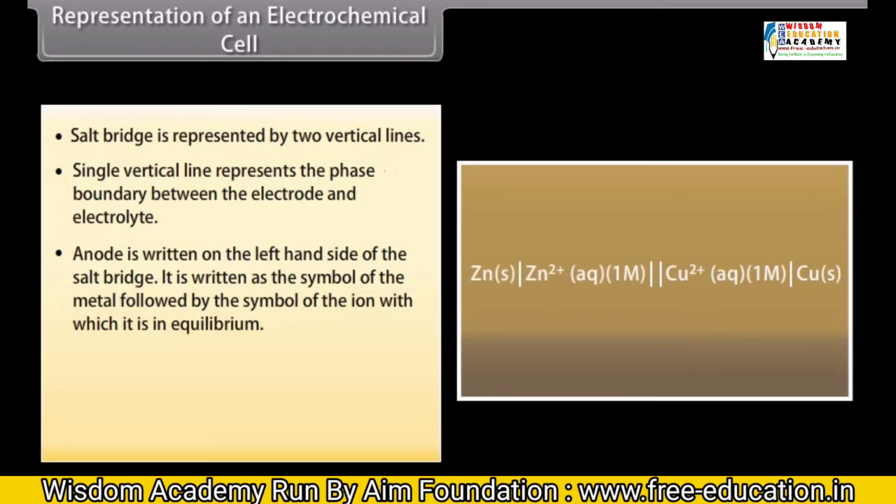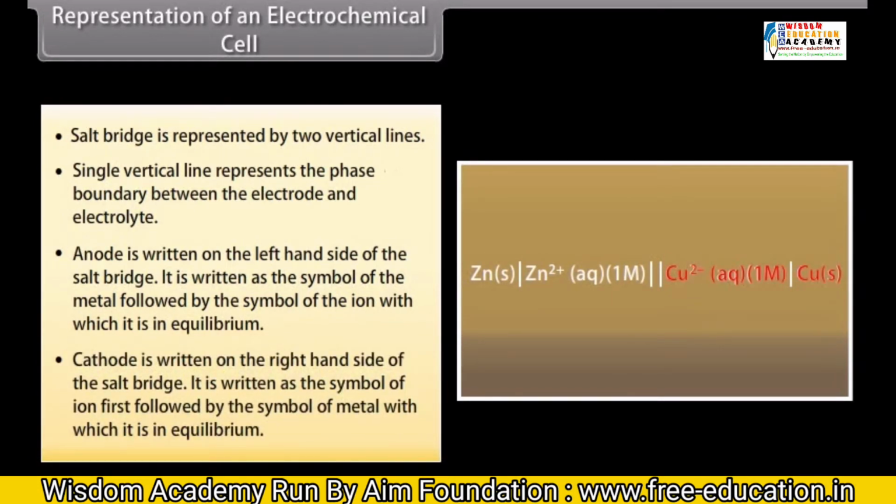in equilibrium. Cathode is written on the right-hand side of the salt bridge. It is written as the symbol of ion first, followed by the symbol of metal with which it is in equilibrium.